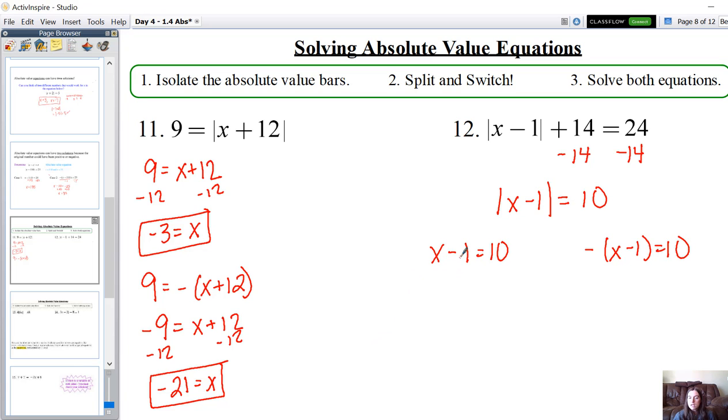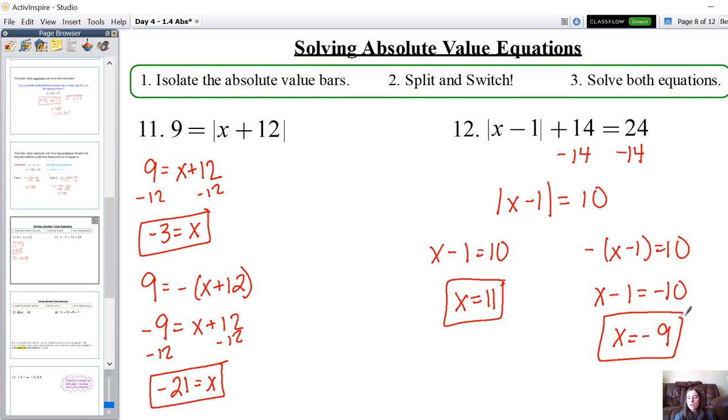On the left, from case 1, we can add 1 to both sides, so x is equal to 11. On the right, we can either distribute the negative or divide by negative. I'm going to divide, so now we have x minus 1 equals -10, and then we can add our 1, so x equals -9. And those are the two x values that satisfy this equation.